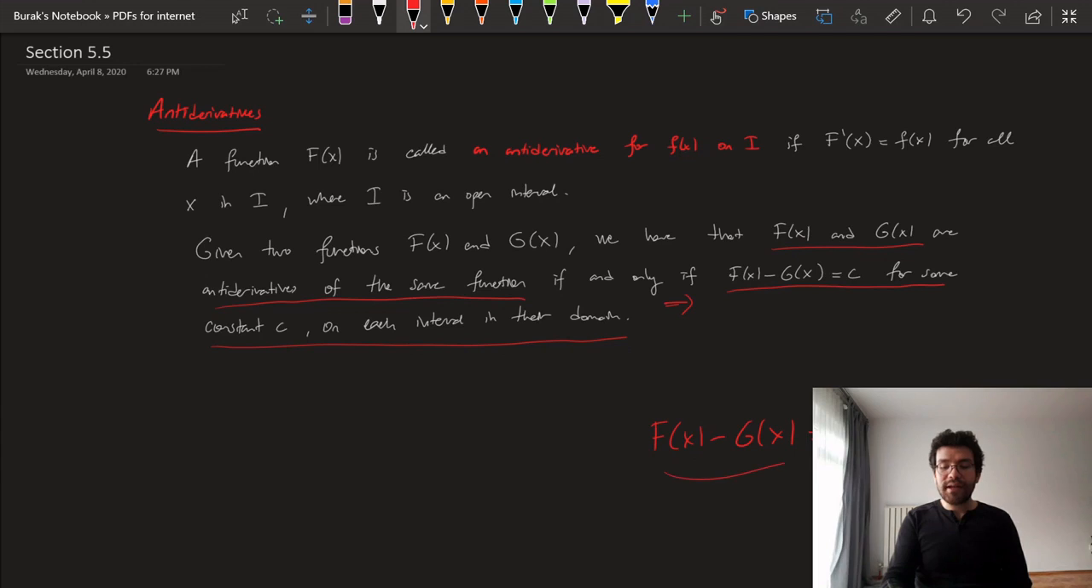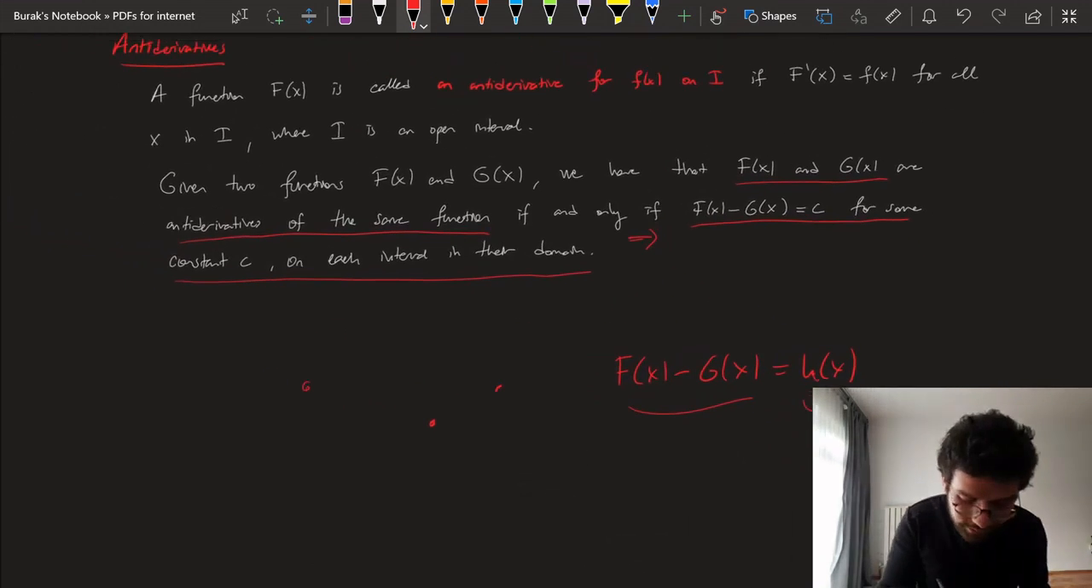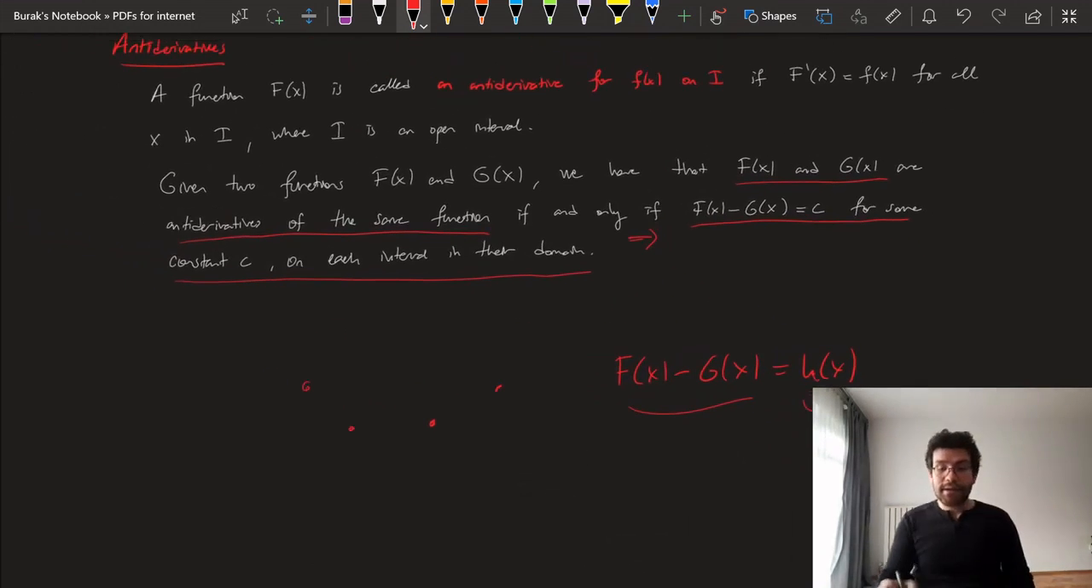Pretend that these functions did not differ by a constant, then this would not be a constant function. If it's not a constant function, it takes two different values, like that, or maybe like that. In any case, if these are differentiable functions, h is differentiable, and by the mean value theorem, you would be able to find a point where the derivative of this thing is different than 0.